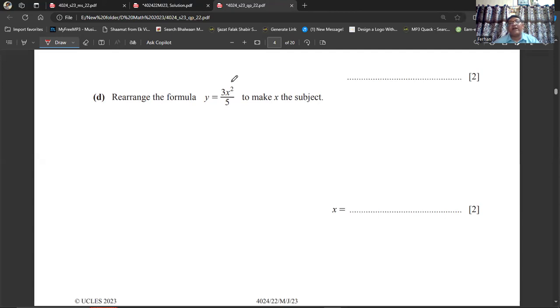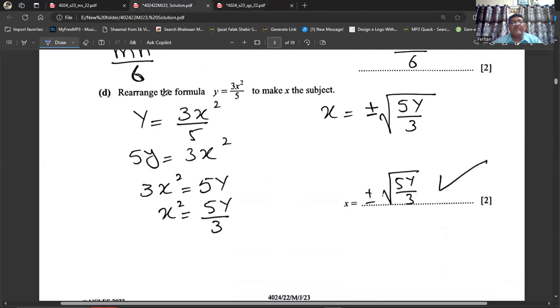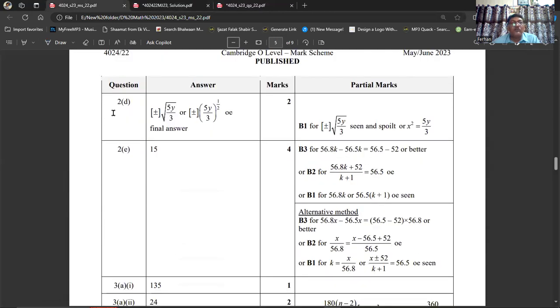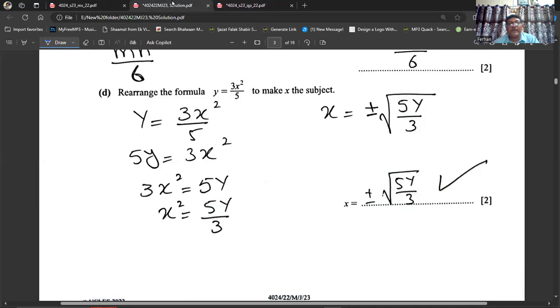That 3 which is multiplying with the x squared, that will divide on the other side. And then we will take the square root on both the sides. So you will have 5y equals to 3x squared. So x squared will be equals to 5y divided by 3. Then I will take square root on both the sides. So x will be equals to plus minus square root, and under the square root we will write a fraction which is 5y by 3. This is my answer, sir.